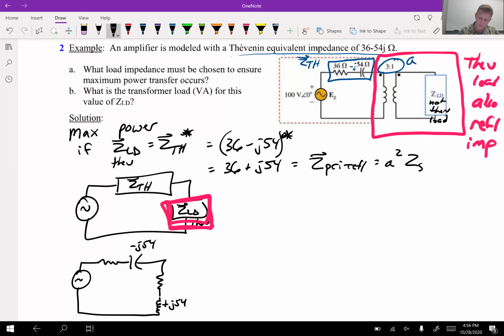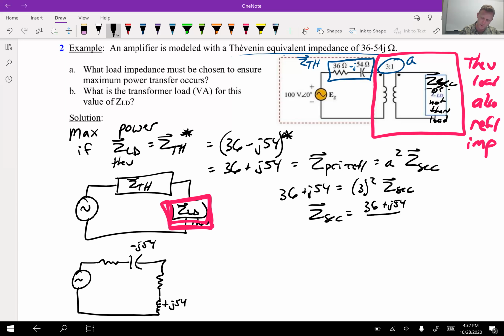So if I want to set that Z primary reflected is A squared Z secondary, what this really is, this is like up top, this is my Z secondary. I could call it my Z secondary because everything that's on that secondary side is in what they're calling that load. Not the Thevenin load, just the load they have. So if I take that 36 plus J54, my A squared is 3 squared Z secondary. Then Z secondary would be divided by 36. Here, I'll go ahead and do it. 36 plus J54 divided by 9, and I get 4 plus J6.